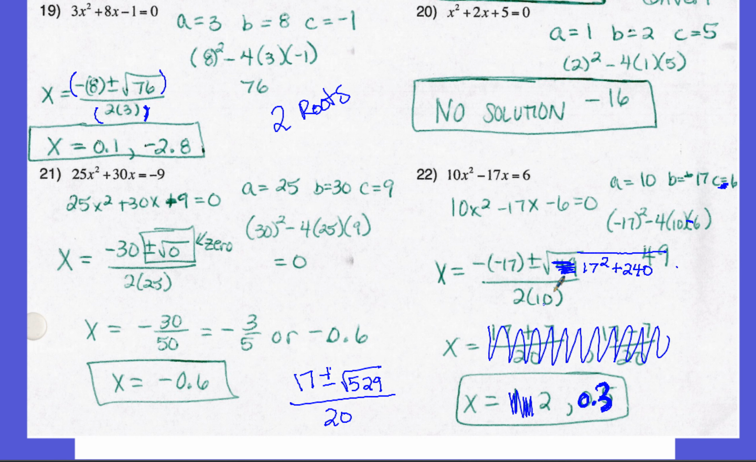Okay, so I fixed the calculations. This should have been what you did. X equals 17 plus the square root of 529 over 20, and 17 minus the square root of 529 over 20, and these are the two answers you should have gotten, 2 and 0.3, or 3/10. Okay, so those are all of your answers.